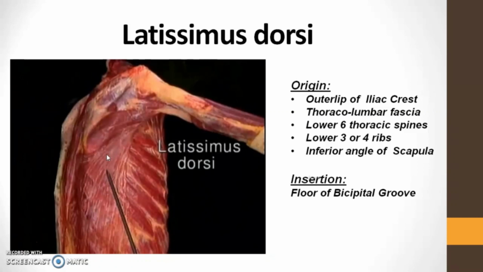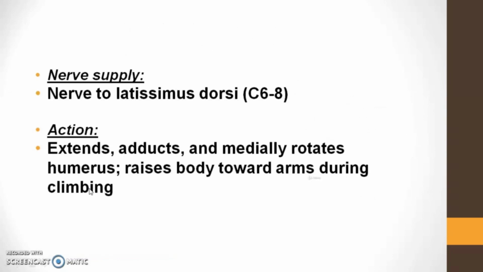So here you can make out a cadaveric picture. So in cadaver you will see latissimus dorsi in this view. Okay, so now we will go on to nerve supply and its action. Nerve supply of latissimus dorsi is same. It is nerve to latissimus dorsi, and it is carrying fibers from C6, C7 and C8 spinal nerves.